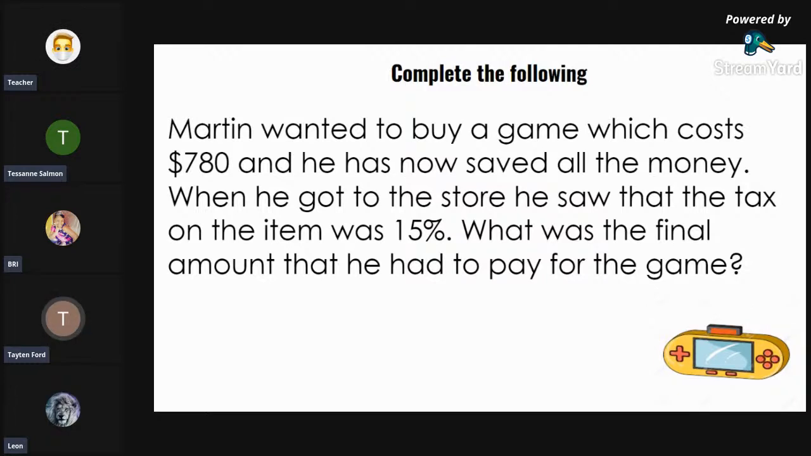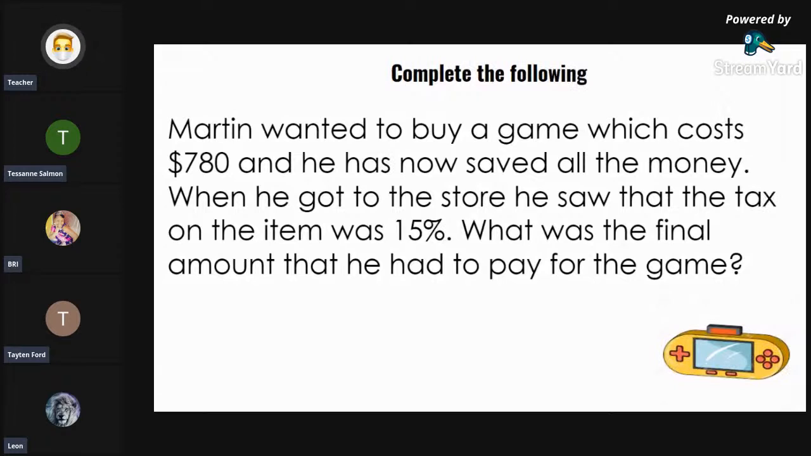Okay, so I found 15% of 780, and then that was $114, and I added the $114 to the 780, and I got $894. All right, mute for me. 800 and what you said? $94. 894.